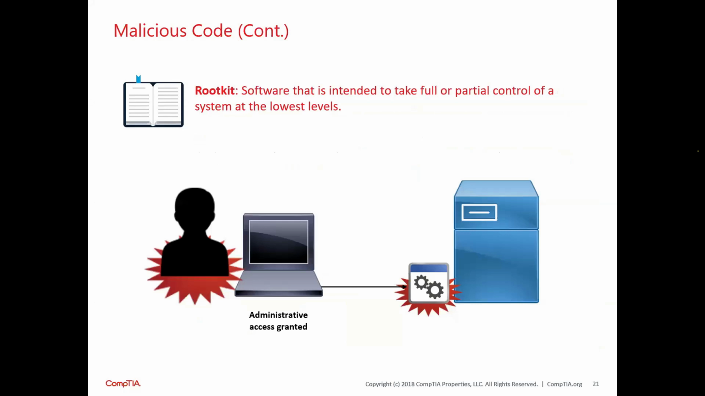Rootkit is also part of the malicious code. A rootkit is software that is intended to take full or partial control of the system at the lowest level. This is sometimes also known as a system level rootkit. It's very hard to detect, very hard to identify, and very hard to remove. So you should pray that your operating system would not be infected by a rootkit, because it's very hard to identify and remove.